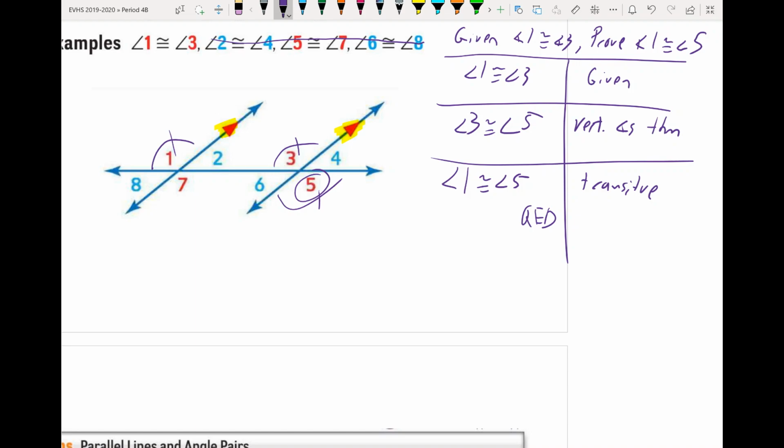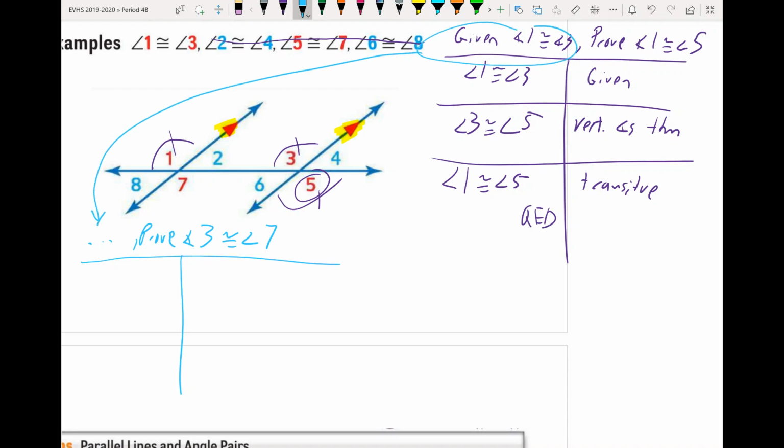All right, I'm going to do another one now, using that exact same given. Prove that angle 3 is congruent to angle 7. So again, the only information we have now is our given that 1 is congruent to 3. So angle 1 is congruent to angle 3, given.